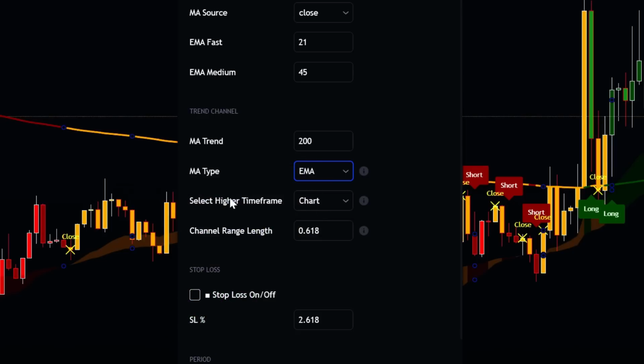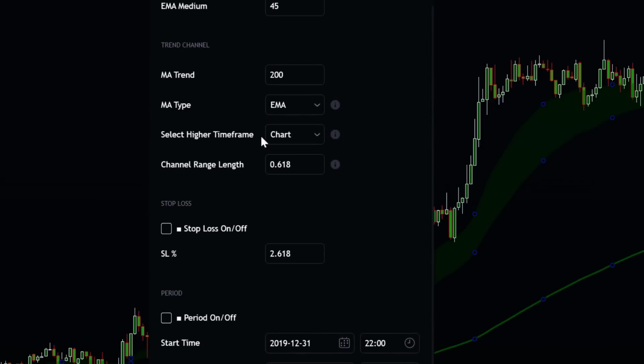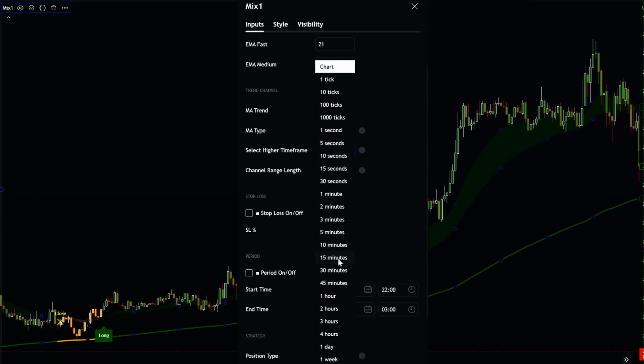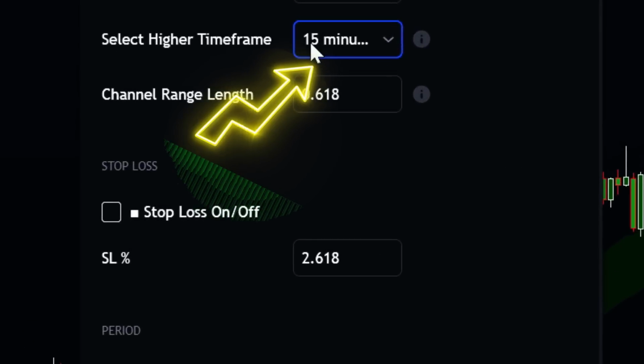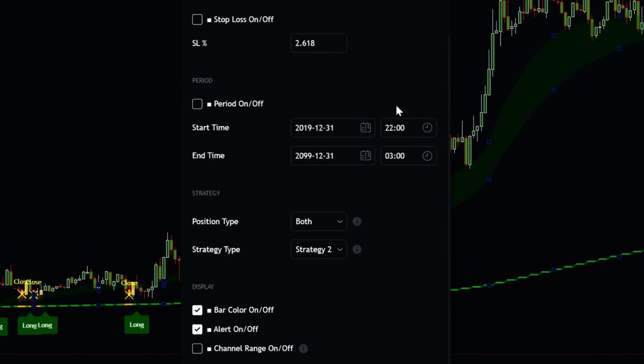To get a broader view of the market trends, we need to select a higher time frame for the indicator. Since we're using the 5-minute chart, let's choose the 15-minute time frame in the indicator settings. Make sure to enable those options: bar color, alert, and channel range. They'll help you visualize the data more effectively and stay on top of the important changes.